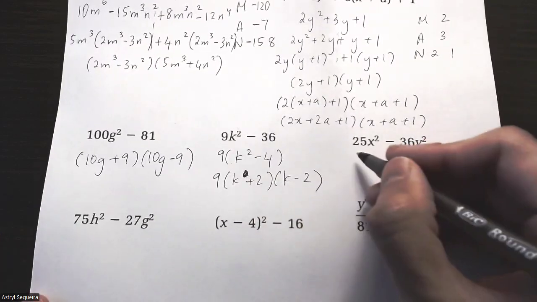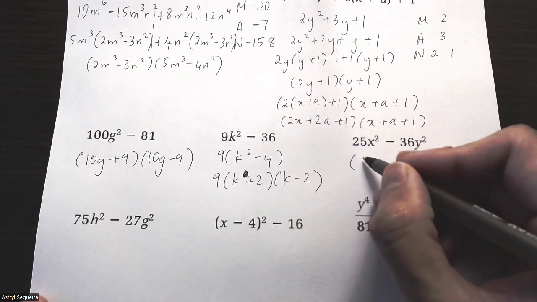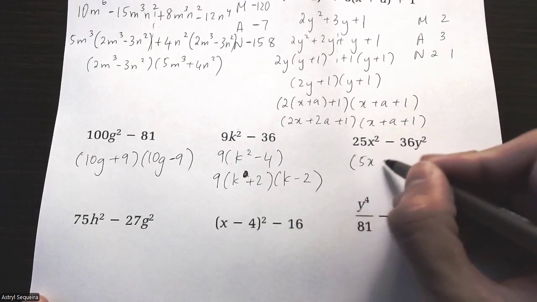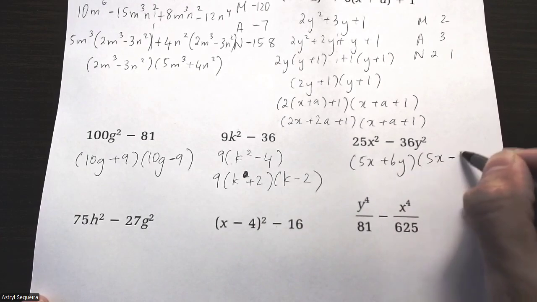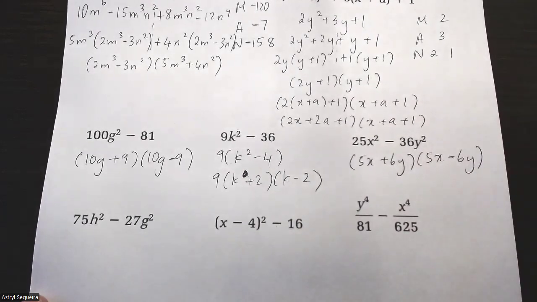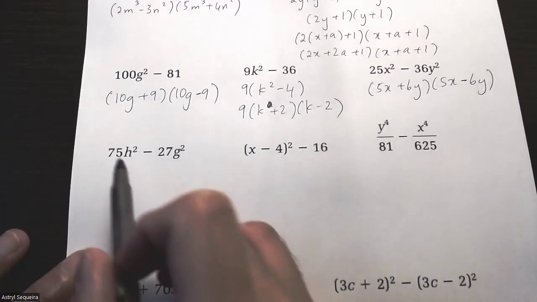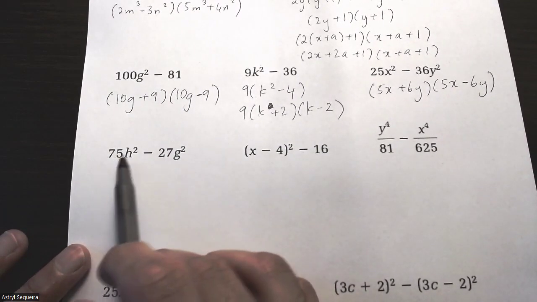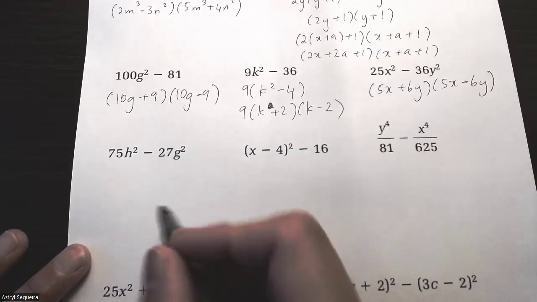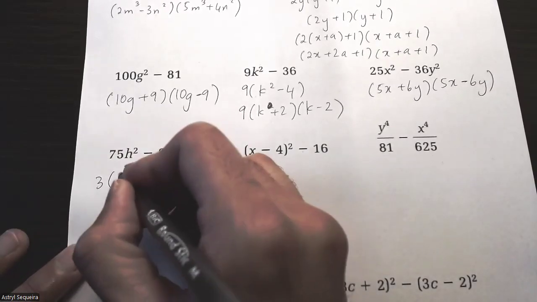Next one here again is just a difference of squares but with 2 letters. So 5x plus 6y, 5x minus 6y. This one looks like a difference of squares, but again, there's a common factor here, and my common factor for these is 3.